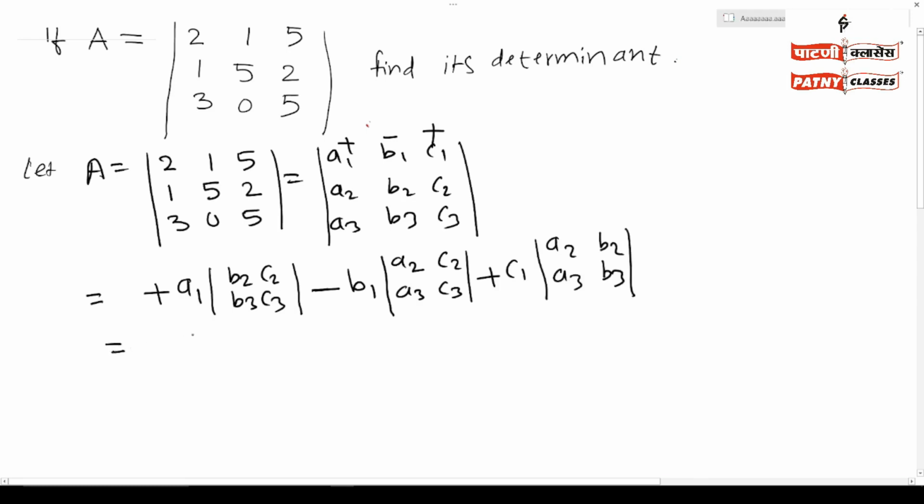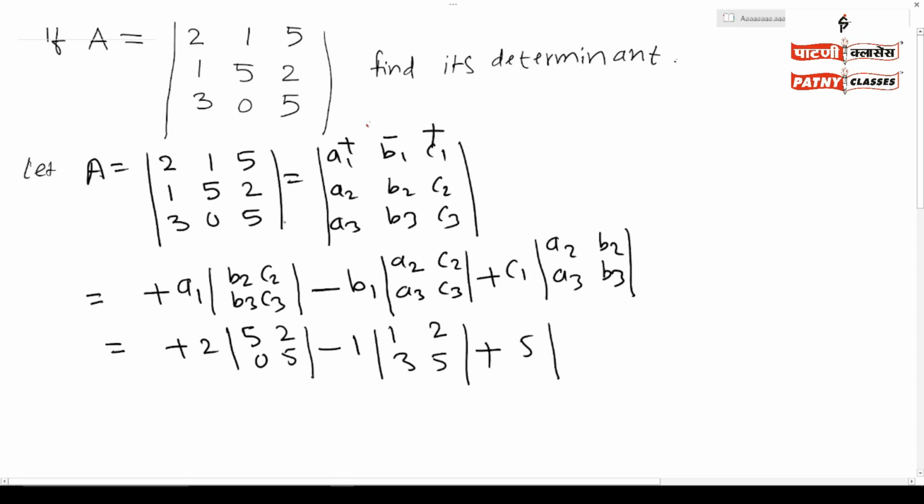Now we write the respective values. Plus 2 and its minor 5 2, 0 5, obtained by omitting the first row and first column. Then minus B1, again omitting the first row and second column, the remaining are 1 2, 3 5. And plus C1, which is plus 5, and the first row and third column gone, leaving 1 5, 3 0.